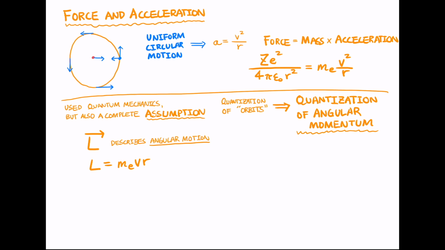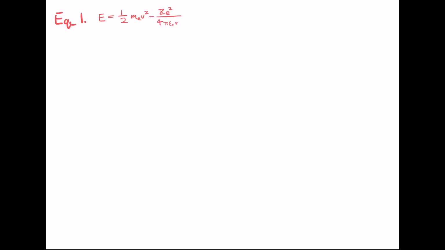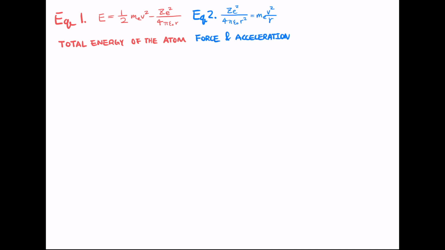Bohr postulated that the angular momentum of the electron is quantized in integral multiples of h over 2 pi, where h is Planck's constant. This is the final equation Bohr established for his theory, where n is equal to 1, 2, 3, and other positive integers. To recap, equation 1 describes the total energy of the atom. Equation 2 describes the force and the acceleration of the electron. Equation 3 describes the quantization of angular momentum in the electron.